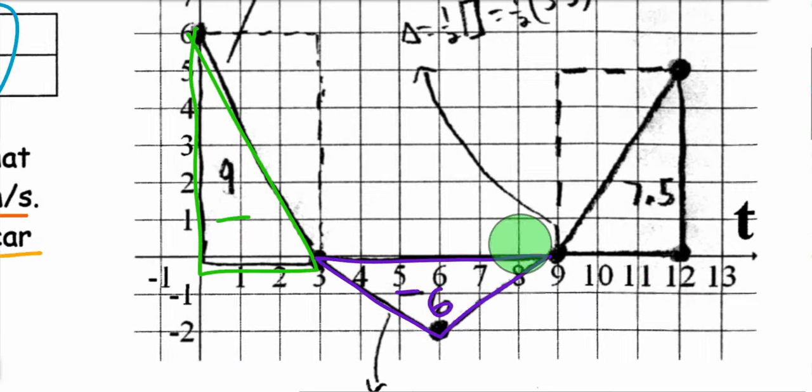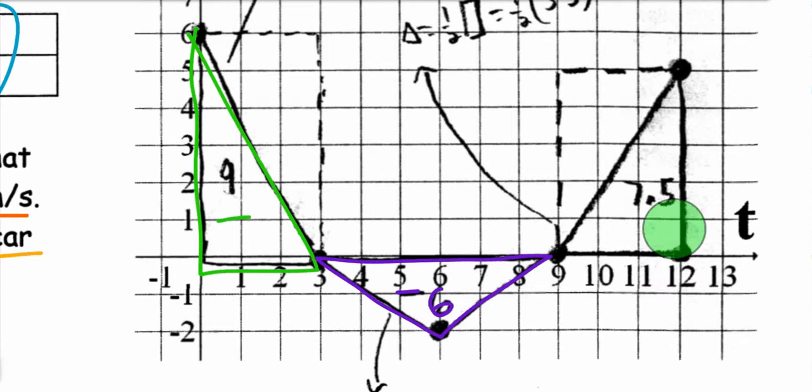And lastly, from 9 to 12, we have half of this rectangle. The area of this rectangle is 3 by 5, which is 15. Half of that is 7.5. So the area of this triangle, half of the rectangle, is positive 7.5. Okay, so if we add all these up, we will get the signed area and we will get the change in velocity from 0 to 12.